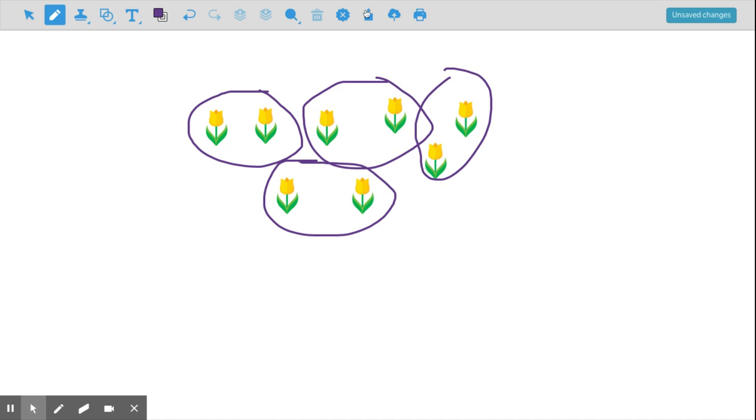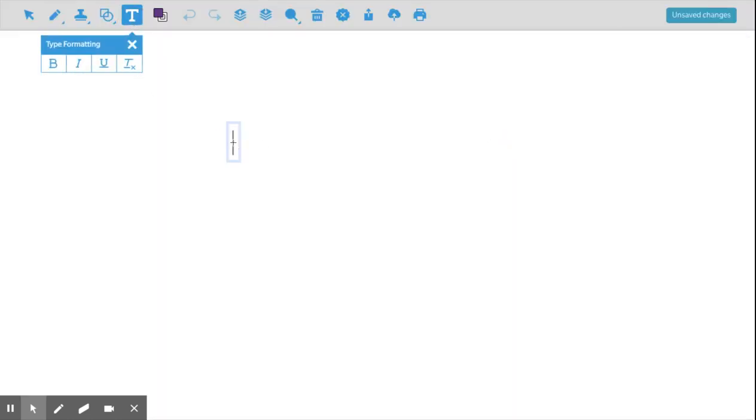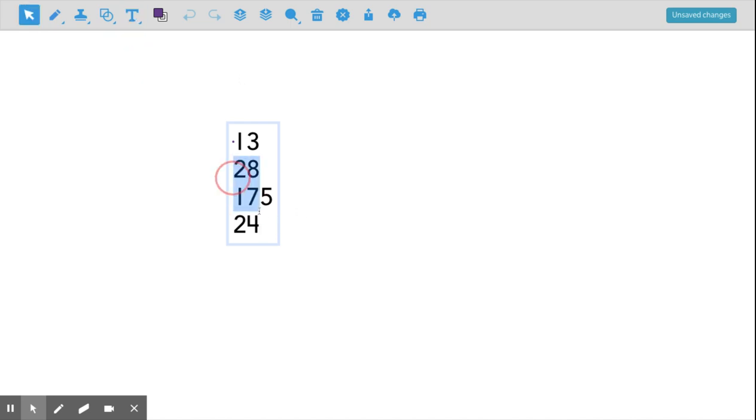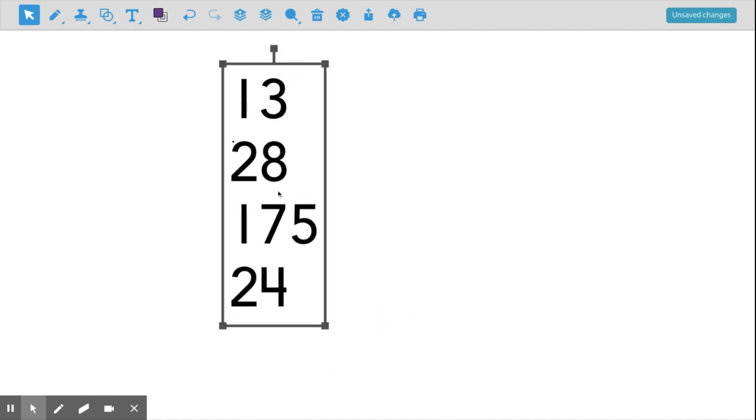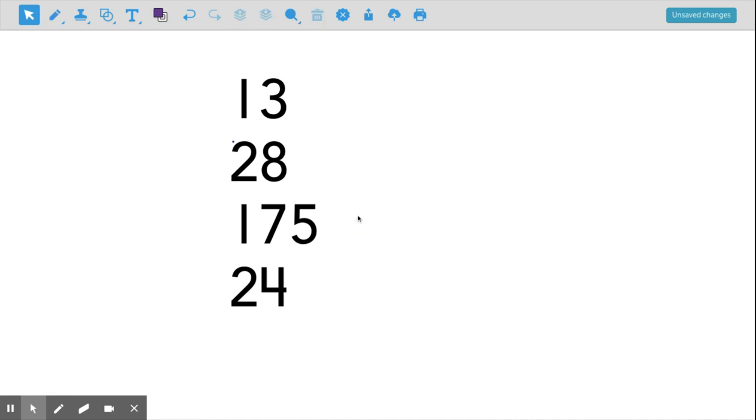Now, let's look at one more thing. I'm going to look at a few different numbers, okay? I'll have the number 13, 28, 175, and 24. Okay? So here are some numbers, and it might be kind of hard to draw, for example, 175 of anything to group them together. So there's actually a trick with odd and even numbers. You can look at just the last number.